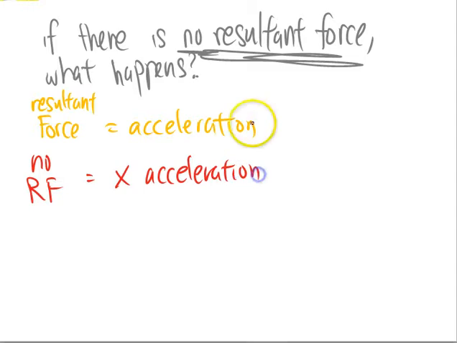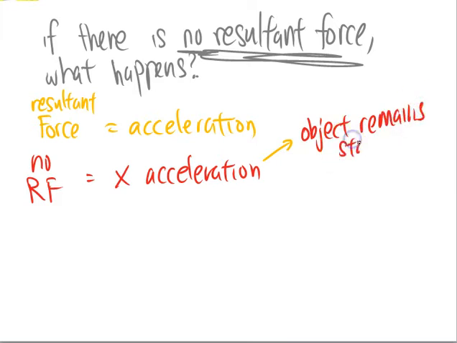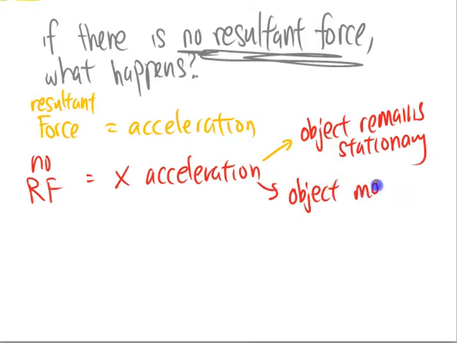If there is no acceleration, there are two different results here. The object either remains stationary, or the object moves with constant speed.